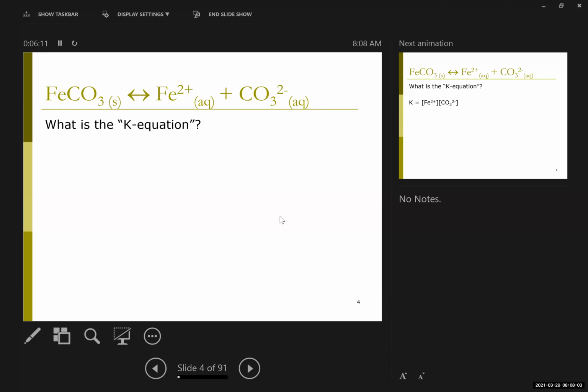And so, balanced equation gives rise to a K equation, gives rise to an ice chart. The K equation is really what fundamentally ends up making my KSPs special, right? Because, of course, since the solid is a solid, it has a constant activity of 1 and therefore does not appear in the K equation.